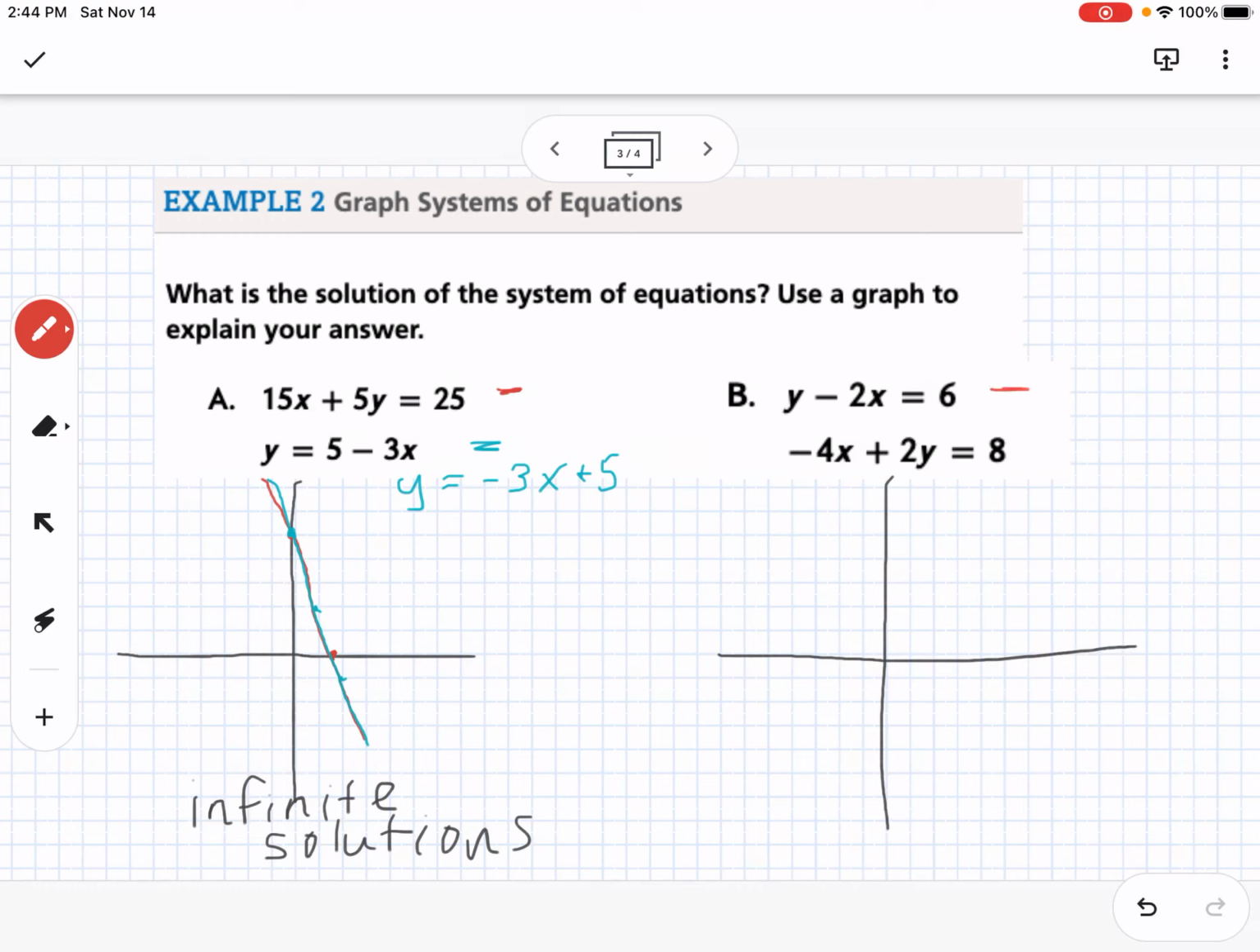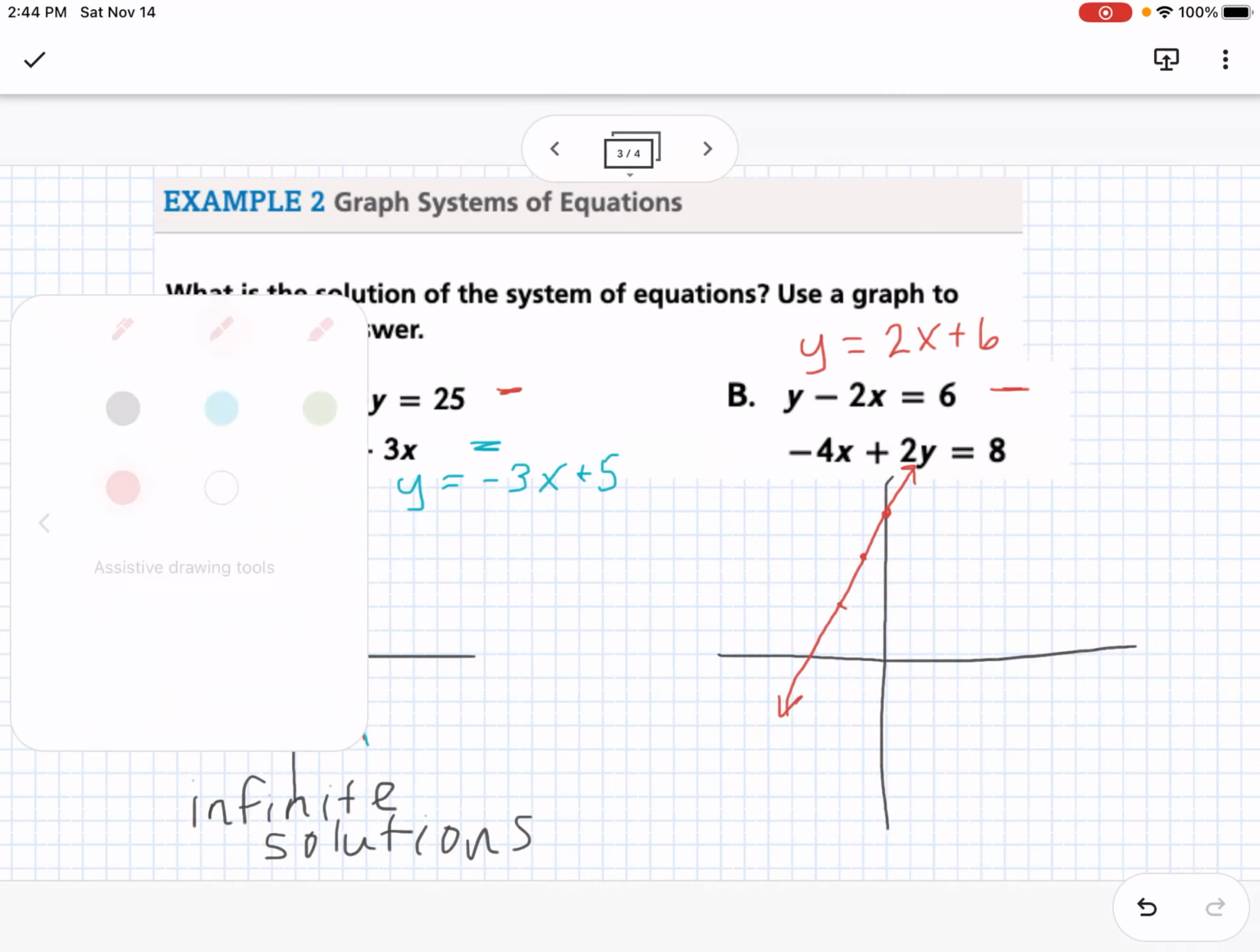So I'm going to use red for this top one, and I'm going to rearrange it. So I'm going to make it y equals, I'm going to add the 2x to both sides, so it would be positive 2x plus 6. So we're going to go to 1, 2, 3, 4, 5, 6, and we're going to go up 2 over 1, or down 2 back 1. So there's my first line.